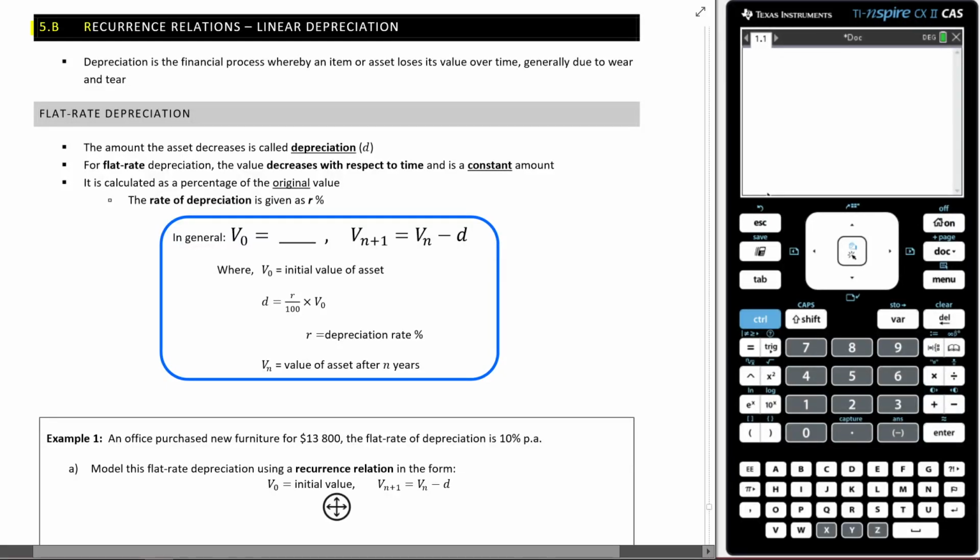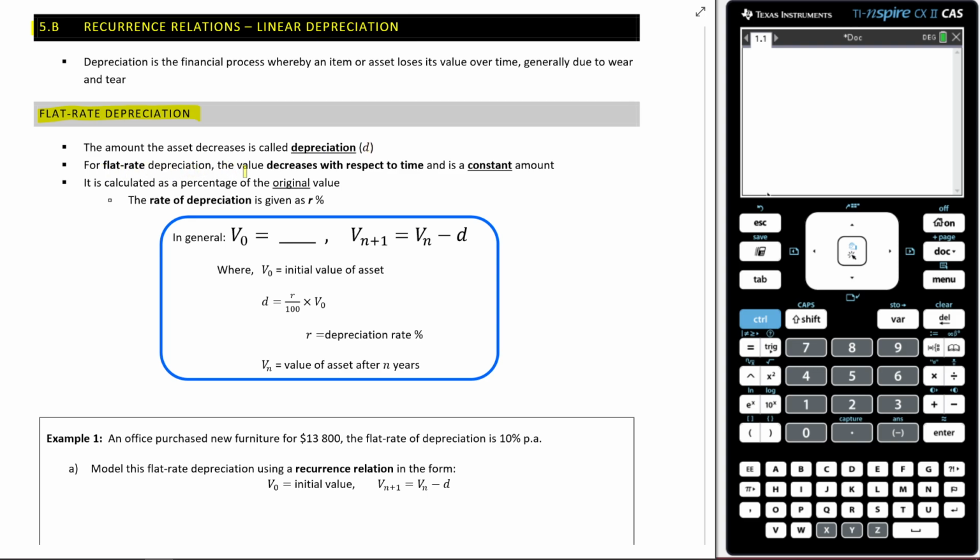Today we're going to go through 5b, which is recursion relations, linear depreciation. Now, depreciation is the financial process whereby an item or asset loses its value over time, generally due to wear and tear. Let's begin by talking about flat rate depreciation. The amount the asset decreases is called depreciation. So that's represented with letter D.